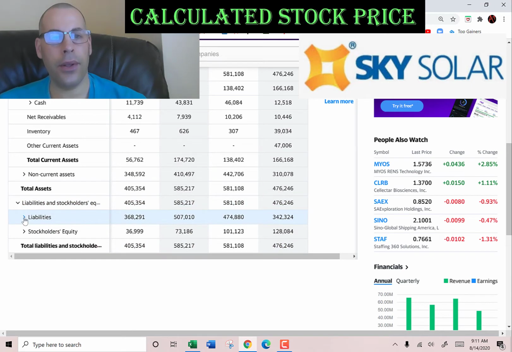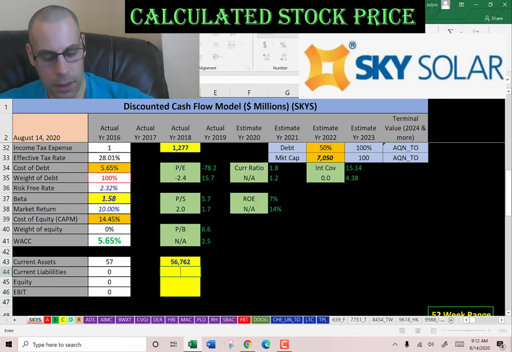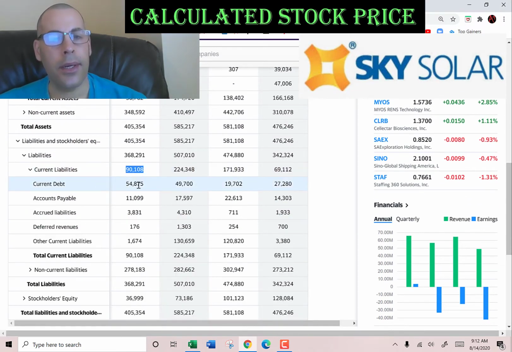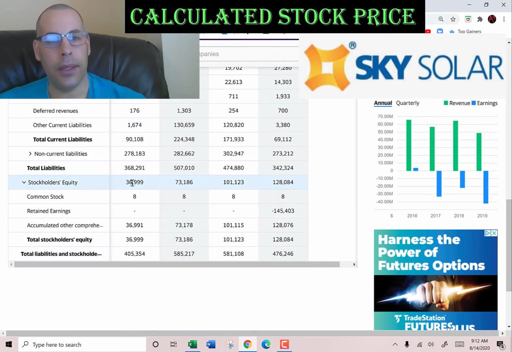Let's get their current liabilities. That's $90 million. Let's see what that is. Current debt of $55 million, $11 million of payables, $3.8 million of accrued liabilities, $176,000 deferred revenue, and $1.7 million of other. Let's get their stockholders' equity.